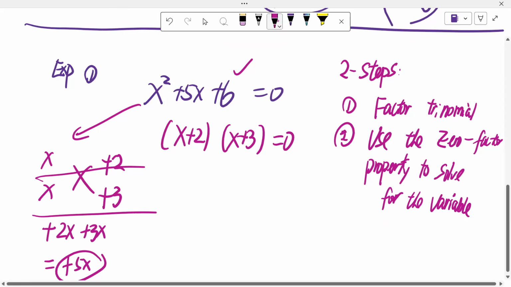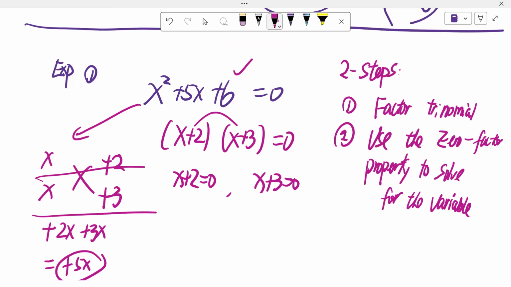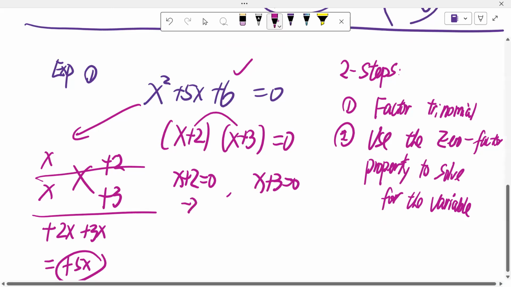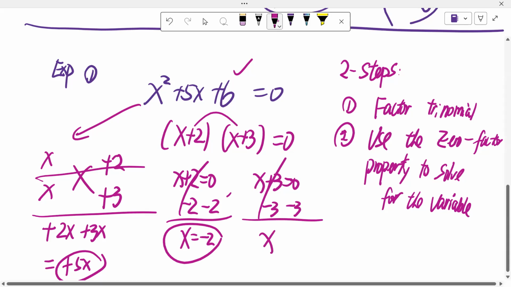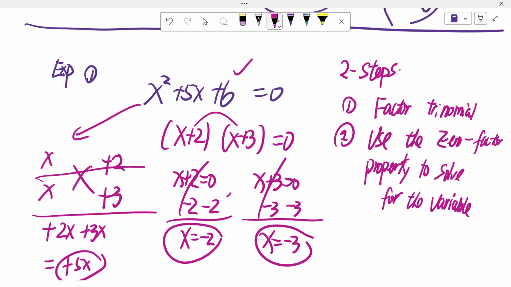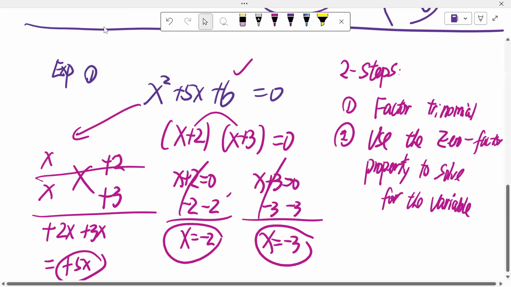So we finish the first step. The second step is setting x plus 2 equals 0 and setting x plus 3 equals 0, right? Because for these two to be 0, either one of them or both of them become 0, then it works. Then we solve for x: subtract 2 here, x equals negative 2. Subtract 3 here, and x equals negative 3. So we get a couple of solutions, because of quadratic equations, we usually have two solutions based on this power of two.